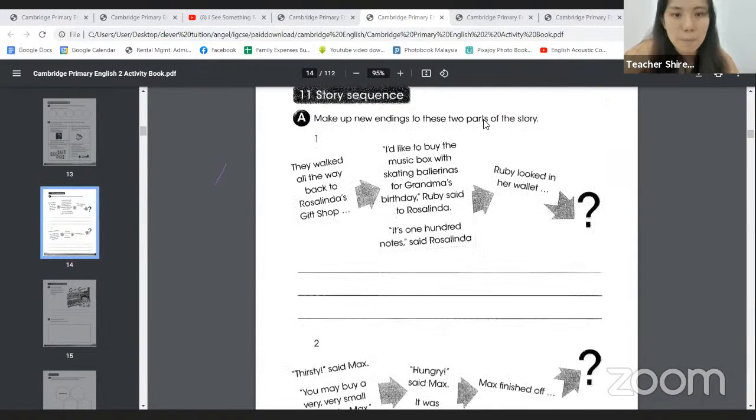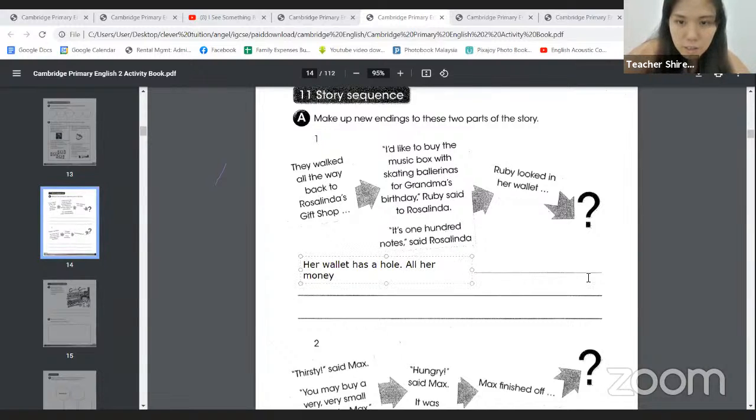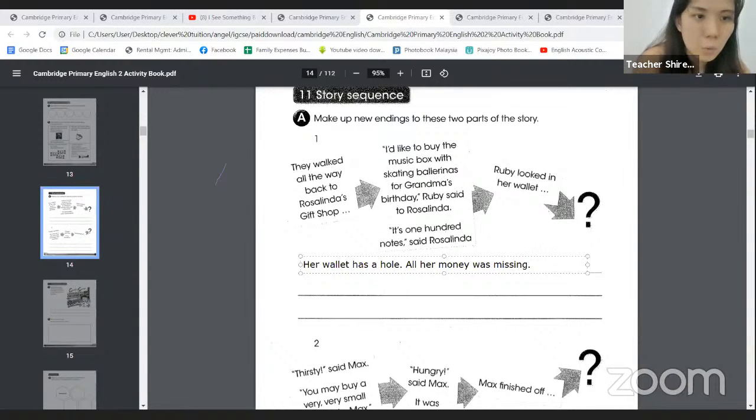This one, you're going to copy my answer for question number 1. Question number 2, I would like you to do as your homework based on your own creativity, okay? So number 1, Ruby looked in her wallet. Her wallet has a hole. All her money was missing. Okay, please write her wallet.